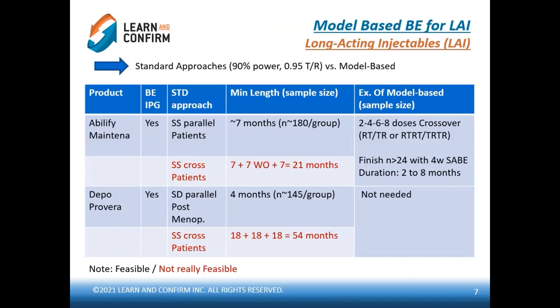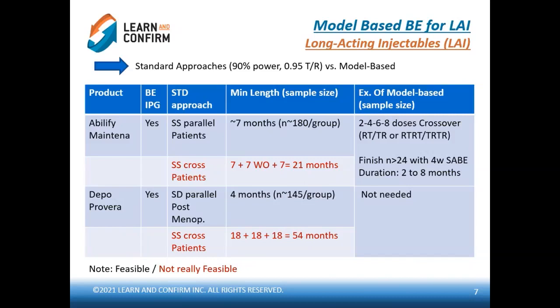Abilify Maintena is a long-acting injectable of aripiprazole. And this is a once-a-month product. So you can do a steady state parallel design study in patients. That would be the standard approach. It is feasible, although very difficult to do, if you do this parallel design, as you would need to dose the 2 products for 7 months in each group, have groups of at least 180 to have 90% power. So again, feasible but difficult. But if you want to do a crossover design, then really that study would not be feasible because it would take at least 21 months.